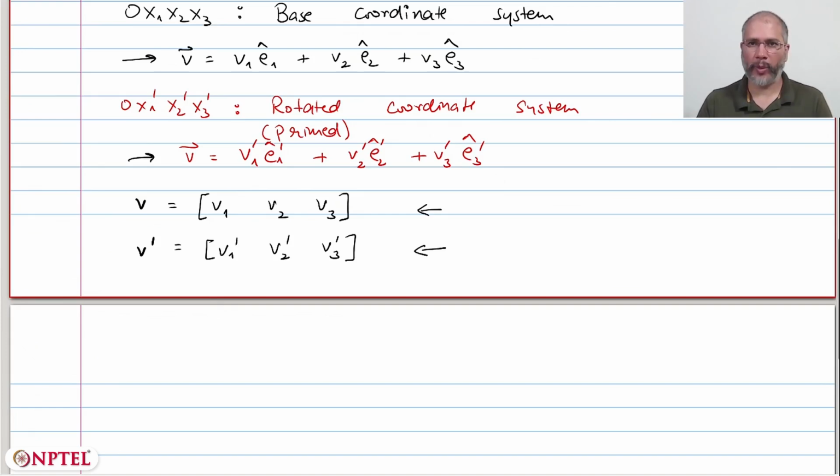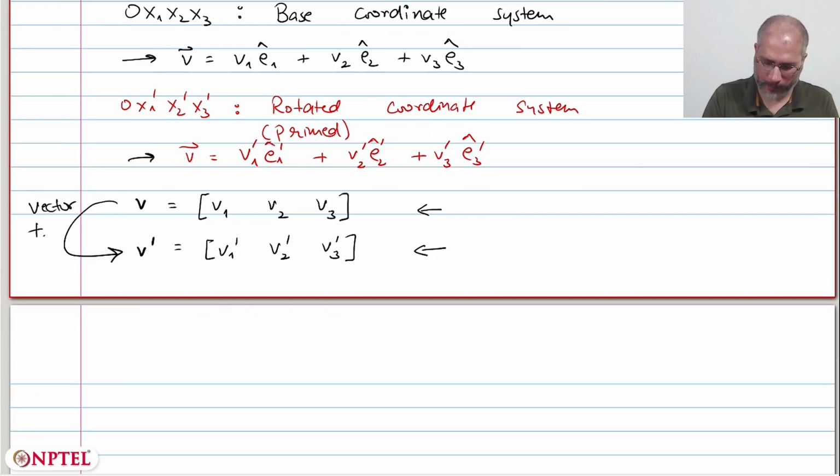So this is where our transformation rule will help. It will help us take us from v to v prime. So this is the goal for this week.